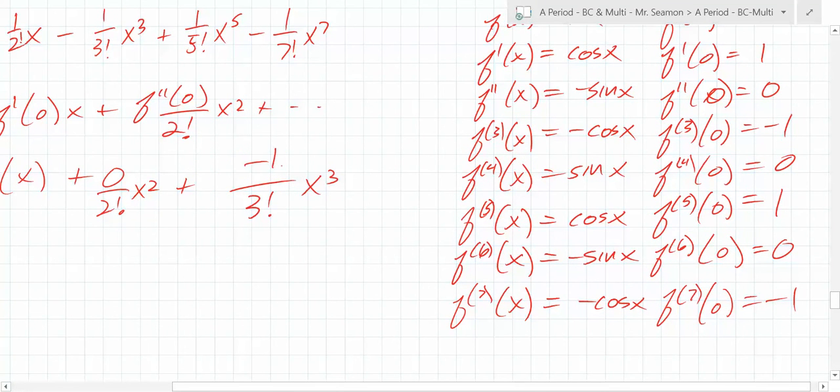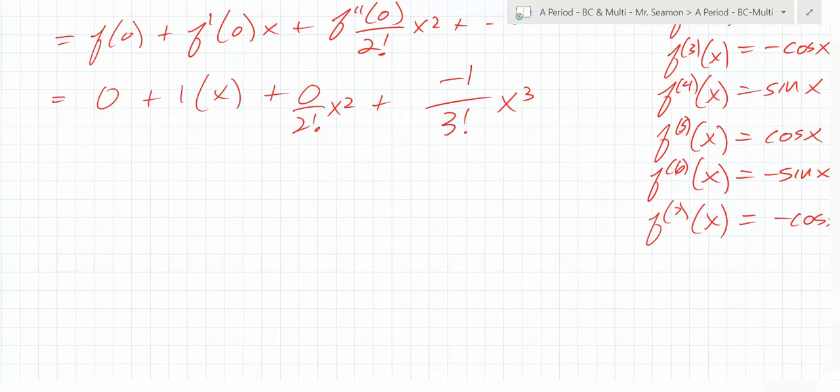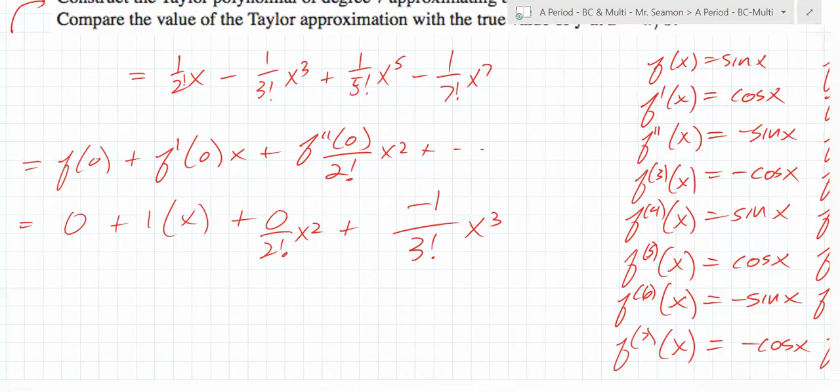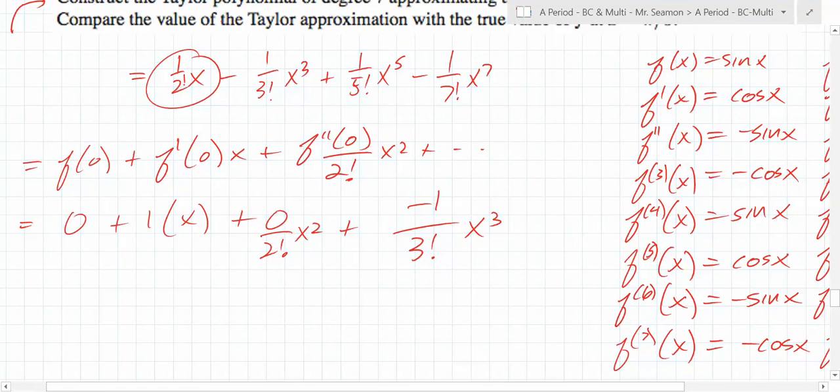Negative 1 over 3 factorial. Right, exactly. So you can just fill this in. Are there a few things missing here? Well, this right here should actually just be x. You'll notice it's really common when we're doing these Taylor polynomials with really core functions.